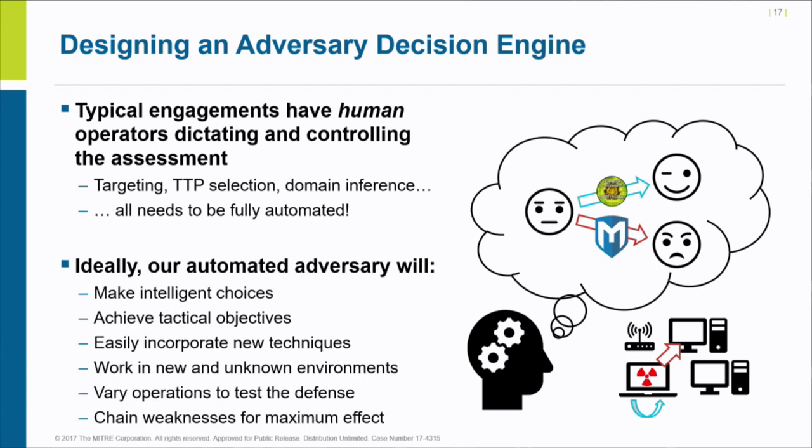So we came up with some requirements. We want to make intelligent choices for our adversary. We want to achieve tactical objectives like an adversary does. We really want to easily incorporate new techniques. I don't want to have to recompute a finite state machine. I just want to make a new technique, throw it into the system, and let it go. I also want to work in new and unknown environments. By that, I mean I don't want to have to configure CALDERA and say, okay, these are the hosts that are on my network, these are the credentials that are on my network, these are the shares. I don't want to tell it any of that. I want to tell CALDERA, okay, it's installed. Go have fun. Go be an adversary. I also want to vary the operations, and then finally, I want to chain weaknesses for maximum effect.